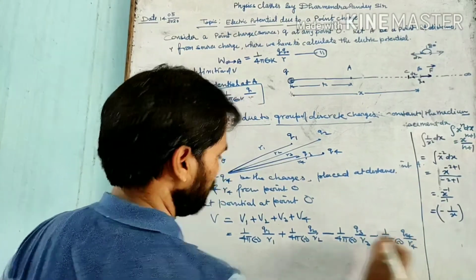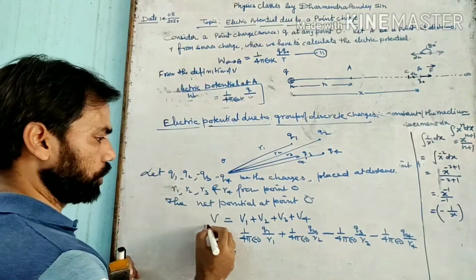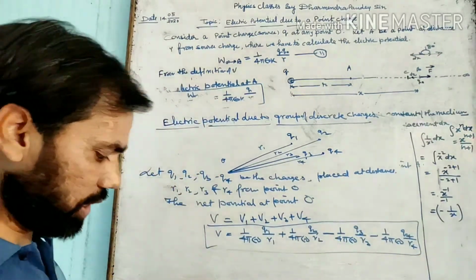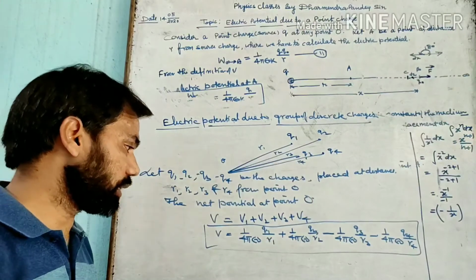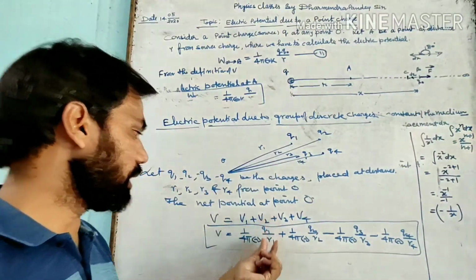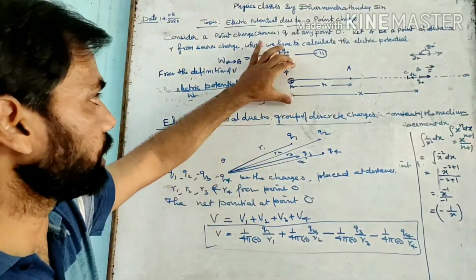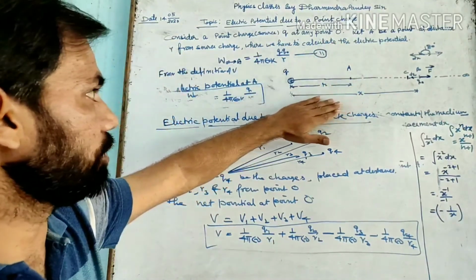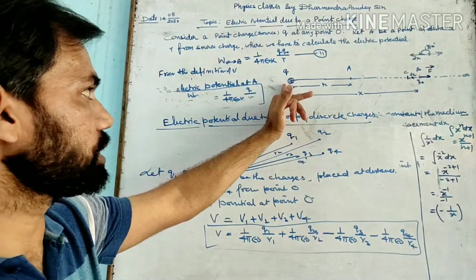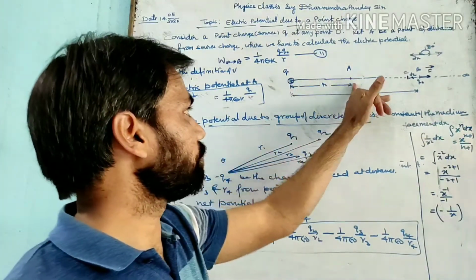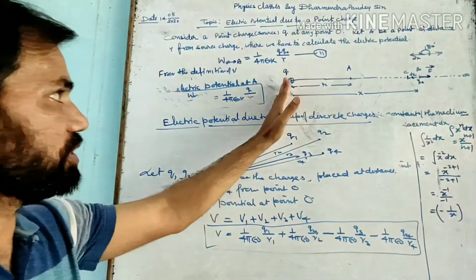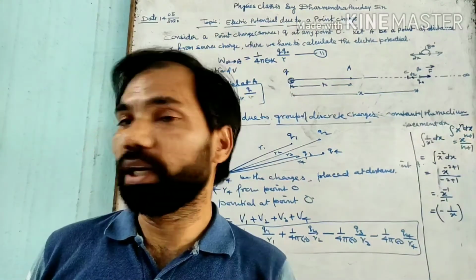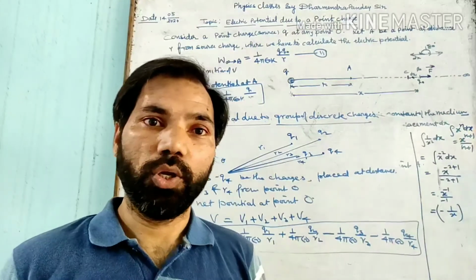One thing to note here always: electric potential, since it is a scalar quantity, will depend on the sign of charge. If our source charge is positive, then the electric potential at point P must always be positive. If the source charge is negative, then the electric potential at point P will be negative. It means that the electric potential at a point will depend upon the nature of charge as well.